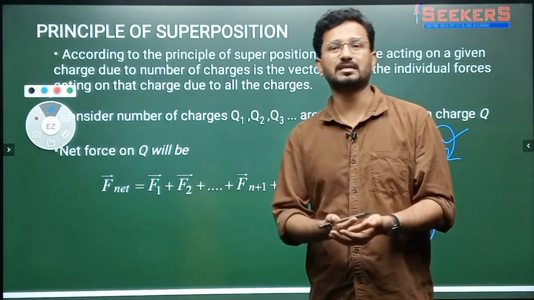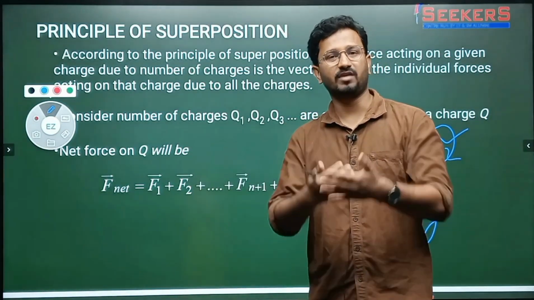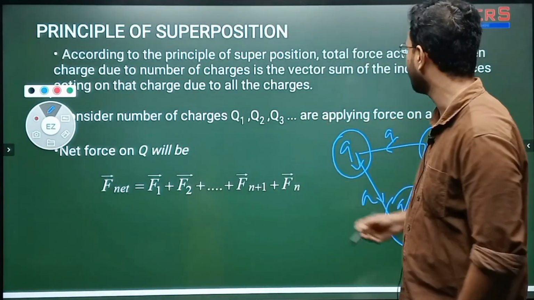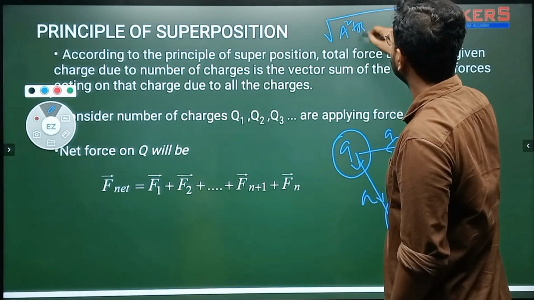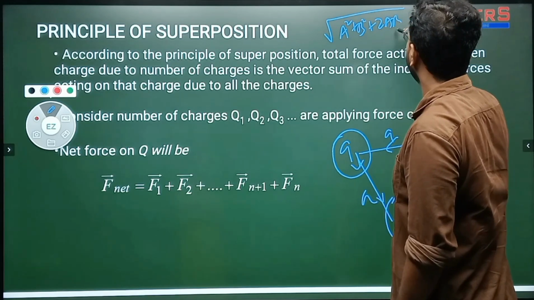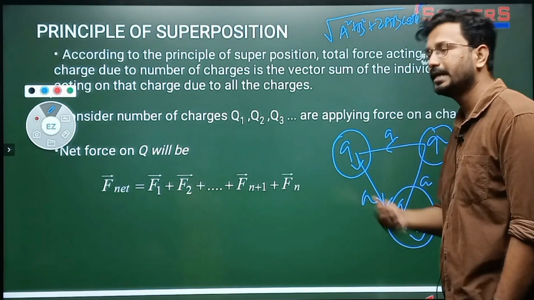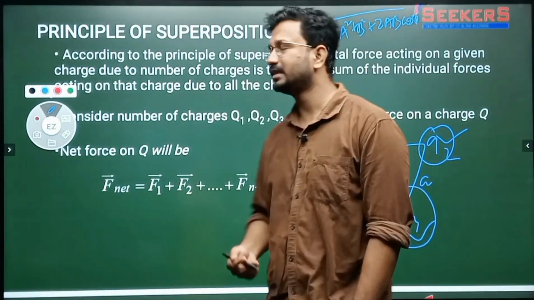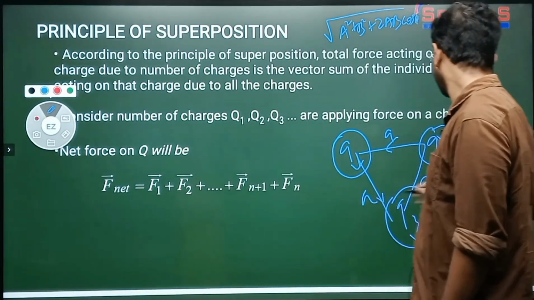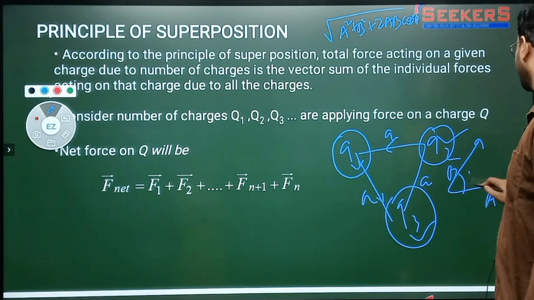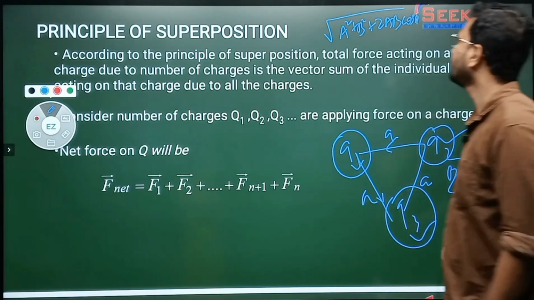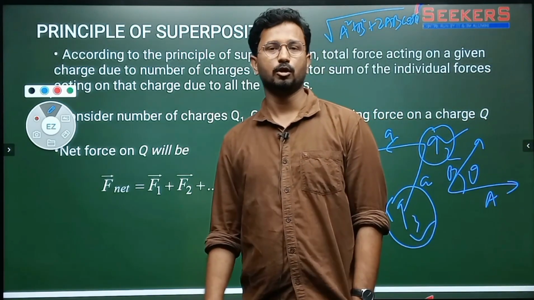We don't add vectors simply like A plus B plus C. There is a formula for vector addition. If we have two vectors, what is the addition formula? Under root of A square plus B square plus 2AB cos theta. A is the first vector, B is the second vector, and theta is the angle between A and B. If we have two vectors A, B, with angle theta between them, their sum will be under root of A square plus B square plus 2AB cos theta.